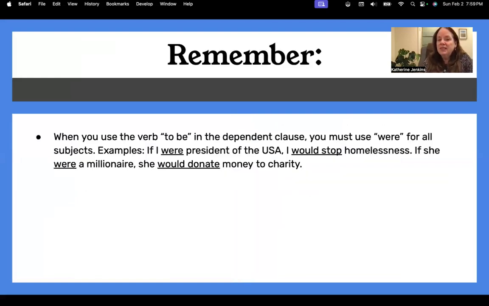When you use the verb to be in the dependent clause, you must use were for all subjects. Example, if I were president of the USA, I would stop homelessness. If she were a millionaire, she would donate money to charity. Okay, notice verb to be. We can use it with I were, she were, he were, it were, they were, you were, all subjects were. I know this is unusual because when we think about the simple past, we say I was, she was, he was, it was, you were, they were, but not in the second conditional. It's were for every subject.